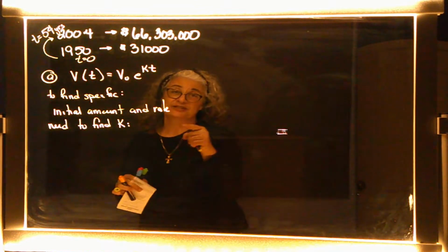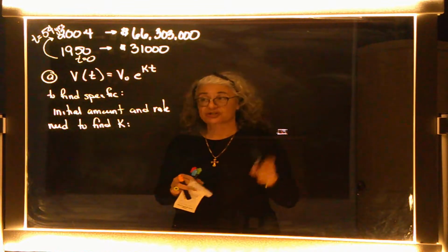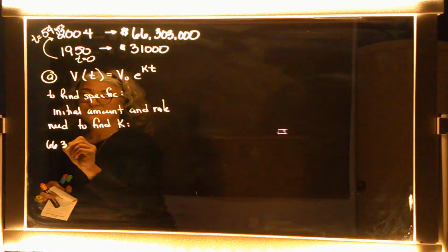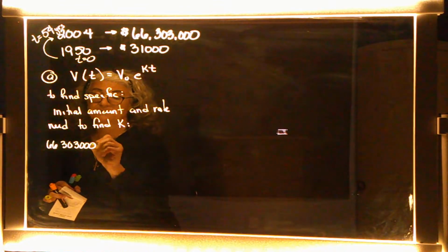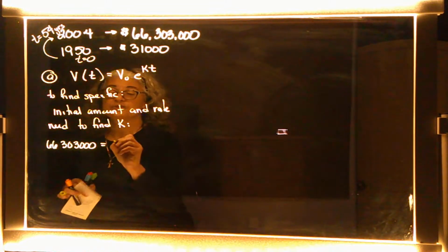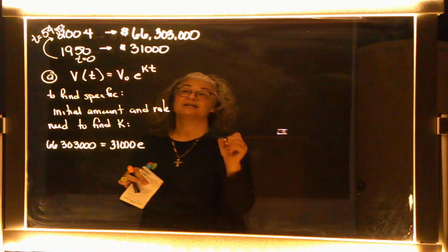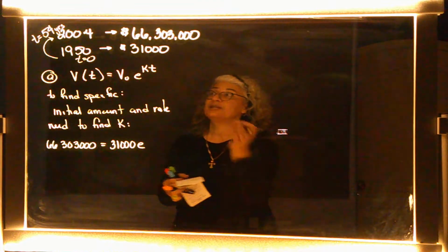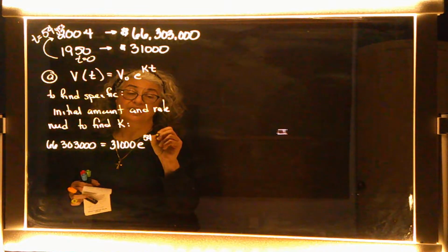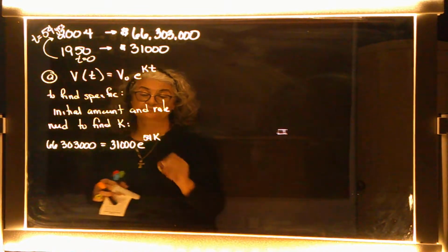54 years after 1950 is the $66 million. That's where we get that. So in this case, your ending value is the $66,303,000, and that equals, good, the initial value, which was $31,000, multiplied by E to the K times, and I don't know the K, but I do know the time, good, 54 years later. 54 years after the initial time is how we get that 66 million, right?